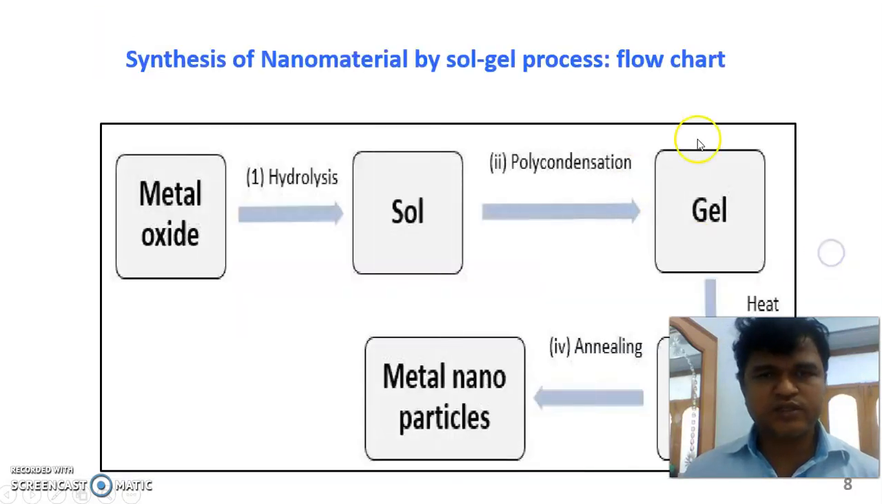Come to the next one. This is a flow chart. Getting metal oxides, hydrolysis gives solution, polycondensation gives gel, then heating. Primary heating is just called drying. Then the dried gel is used in a hot air oven, which is known as annealing, which forms metal nanoparticles or metal oxides.